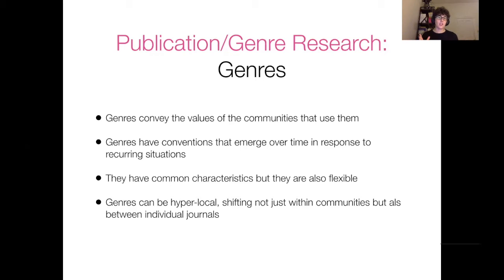Genres also have conventions that emerge over time in response to recurring situations. So a lot of these journals that we see have lots of different sections, and even though there is a sense of arbitrariness there, it can also help us be more astute writers of these genres if we can think about why this journal might have this as a separate section. Like, what is the exigence, or what is the pressing reason in this discipline to have this really specific subsection, right?